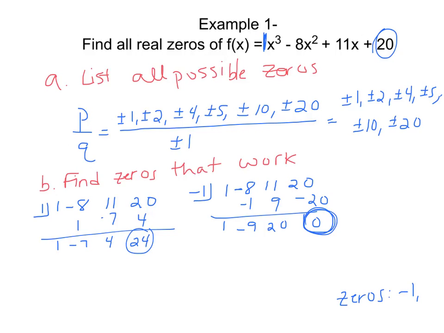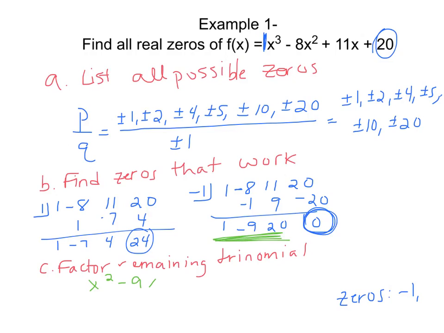My zeros are negative 1, and I'm looking for 2 more possible real zeros because my power is 3, which means I could have 3 real zeros. So the next thing I'm going to do is write what's left after I divide that off. If I divide by x plus 1, I end up with this quadratic. So my third step is to factor the remaining trinomial. In this case, the remaining trinomial is x squared minus 9x plus 20.